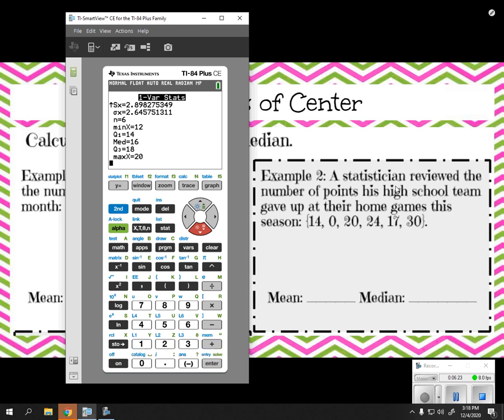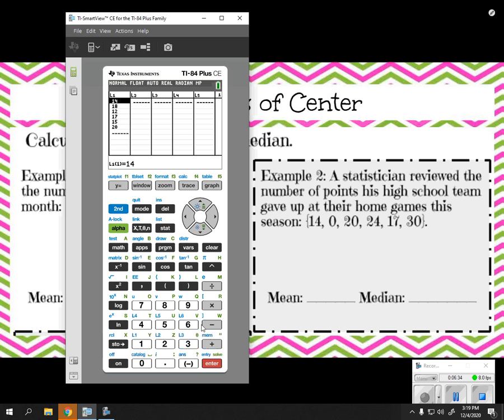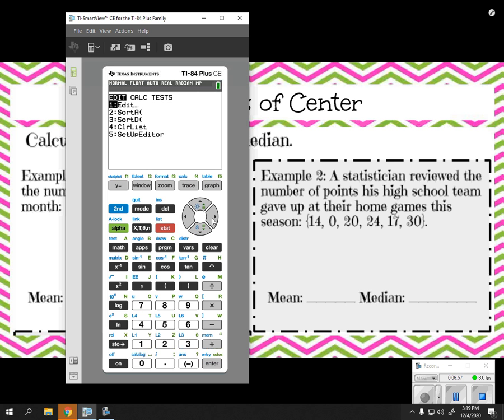Okay, so let's look at example 2. We have one variable. A statistician reviewed the number of points his high school team gave up on their home games this season. So we have one set of data, one variable, and so we're going to hit stat and enter, and we're going to fill that in. Now remember, you can go up and clear the whole entire list, but don't delete it. All right, 14 and 0 and 20 and 24 and 17 and 30. And then we're going to hit stat and write and 1 for one variable statistics. And hit enter a couple times.